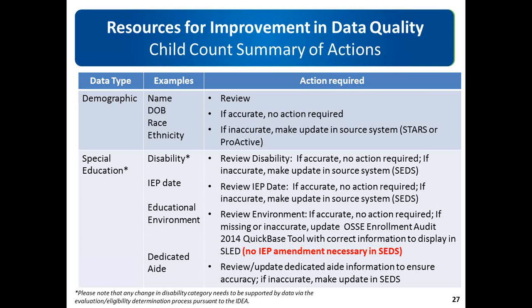With regards to child count, no longer are you required to amend an IEP if you find that there is an inaccuracy. So if you go into the IEP and you go to the least restrictive environment, if you notice that there is an issue or a problem, you no longer have to go in and amend it. What you can do is now amend it in the OSSE support tool, so you don't have to submit an IEP amendment anymore.